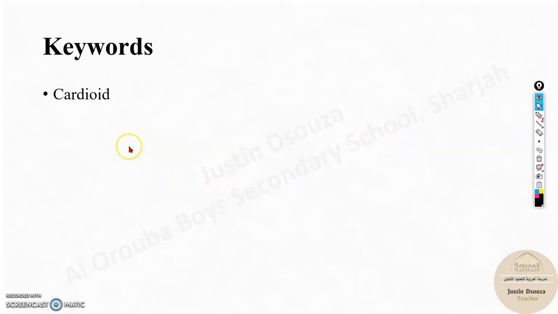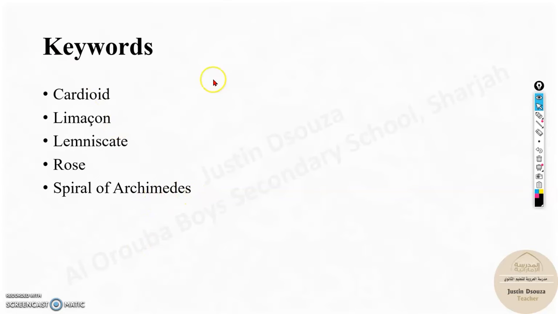And the keywords which you'll come across in this lesson are cardioid, limaçon, the C with this line over here, the dash, is called limaçon, lemniscate, rose, spiral of Archimedes. This is pronounced as Archimedes. Now these are the keywords. You may not have heard these before because these are the classical curves. These are the special type of curves which we'll study in the second objective.